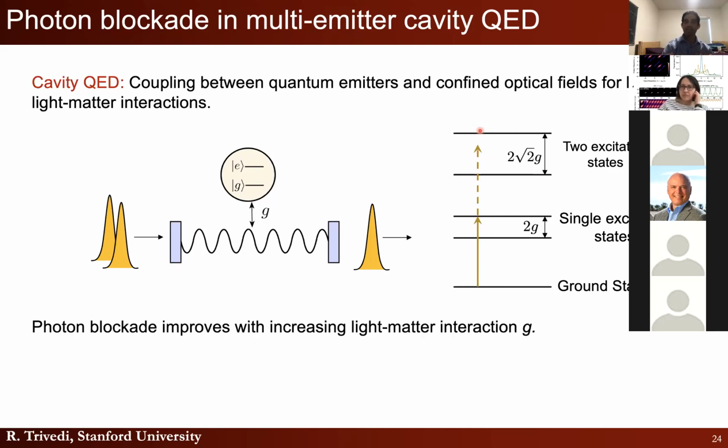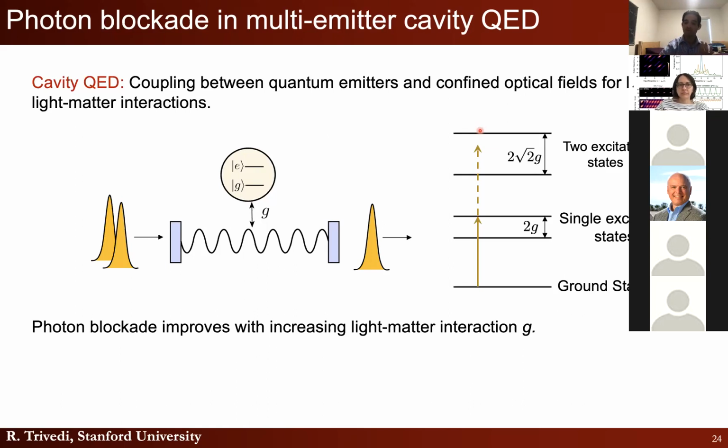And clearly, you can see from this that this photon blockade should improve as I increase G, because as I increase G, I'm making this spacing more and more non-uniform. However, increasing G in practice is difficult because I need to really engineer extremely small mode volume and high quality factor cavities. So it is technologically difficult to increase G.